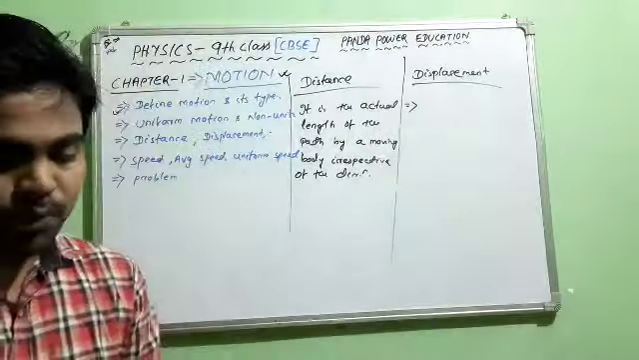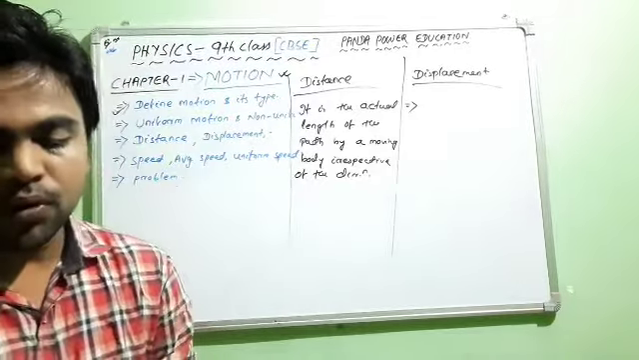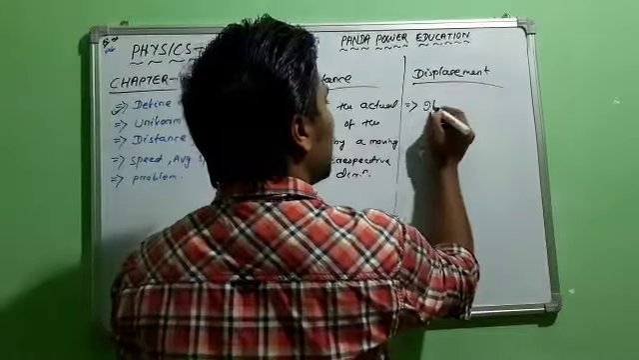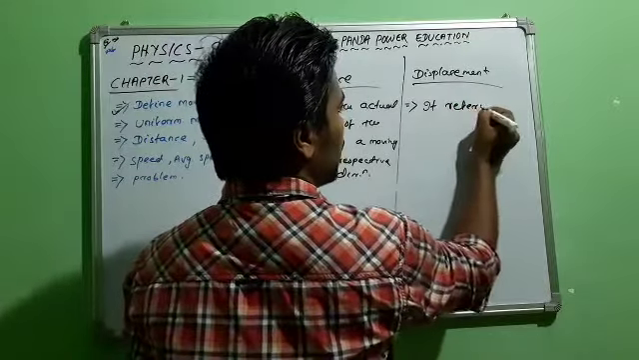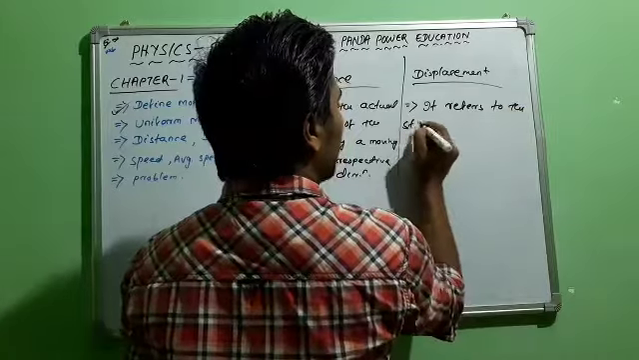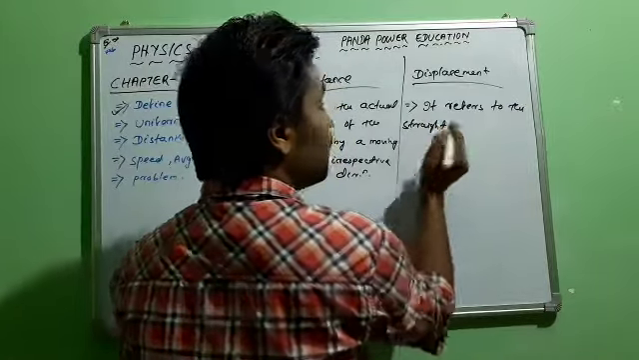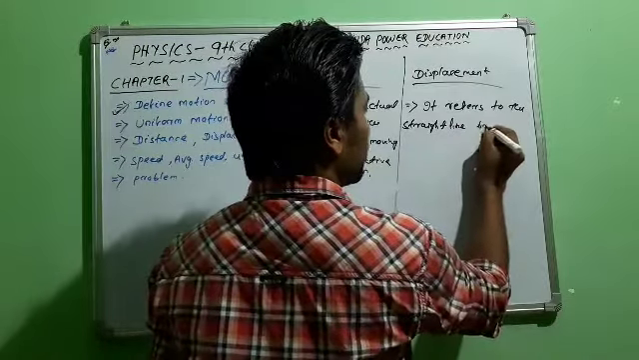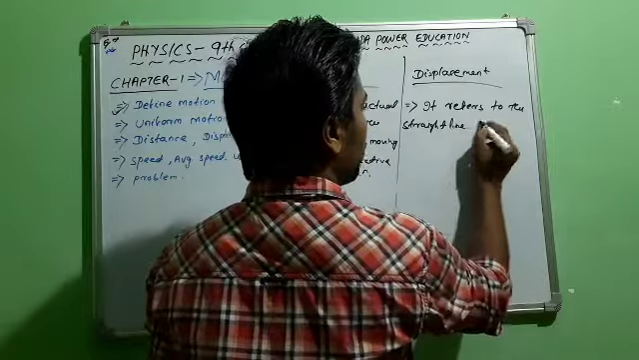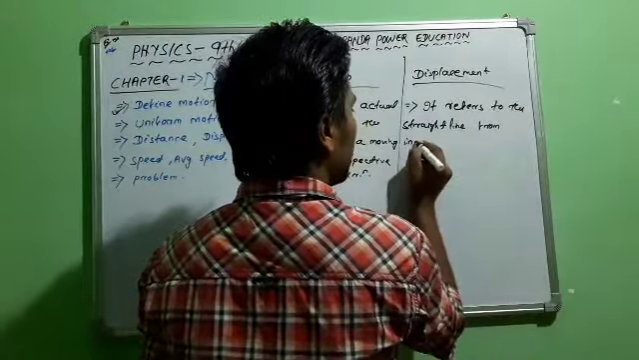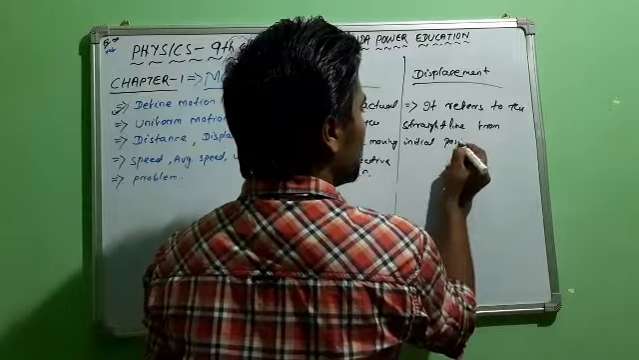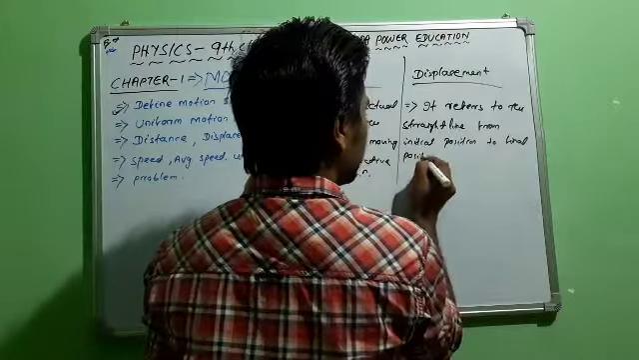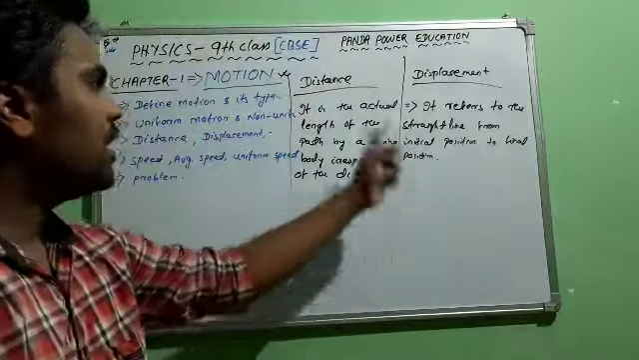So in displacement, you have to write, it refers to the straight line path between the initial and final position. It refers to the straight line path or minimum path from initial position to final position. Got it, students? So this is called distance and displacement.